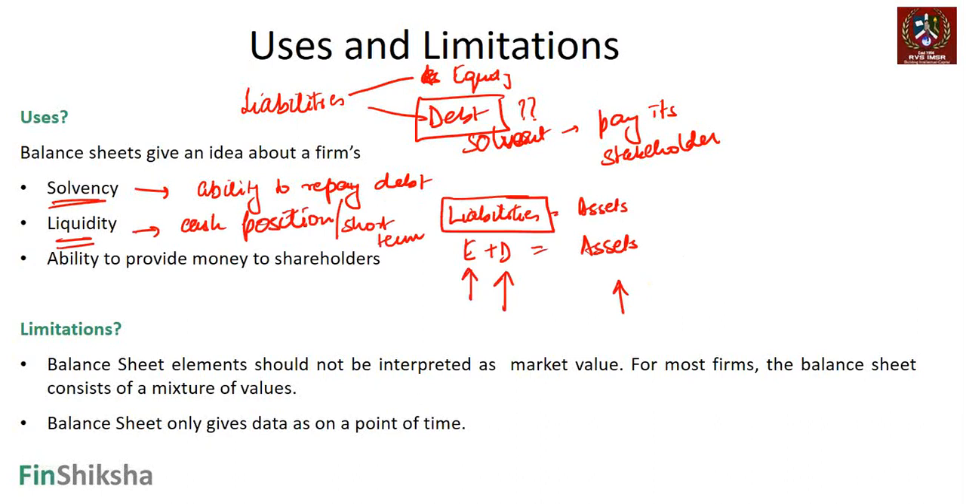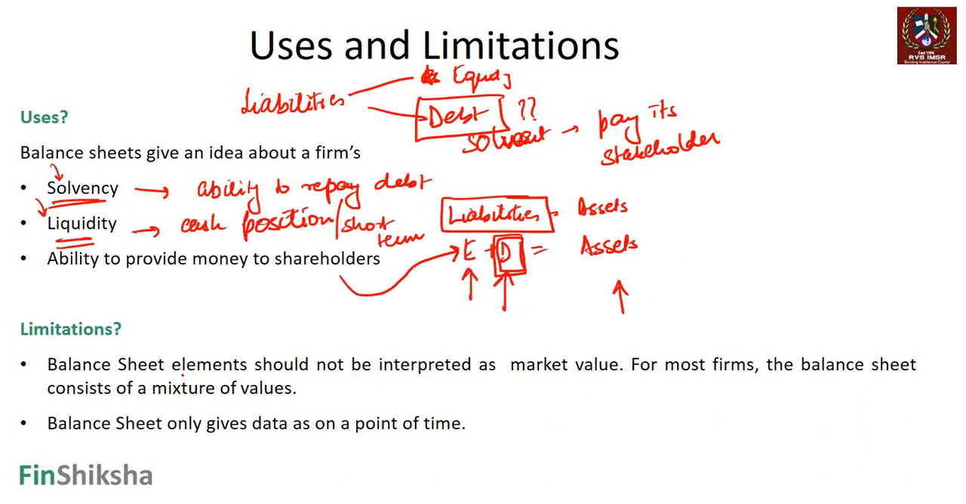And finally, if the firm is solvent, if the firm is liquid and it has repaid all external liabilities, which is the debt guys, does it have enough money to provide to the shareholders? Will the shareholders really get anything after the company, let's say, chooses to repay all the debt? That's where the analysis of the balance sheet becomes very, very important, right?